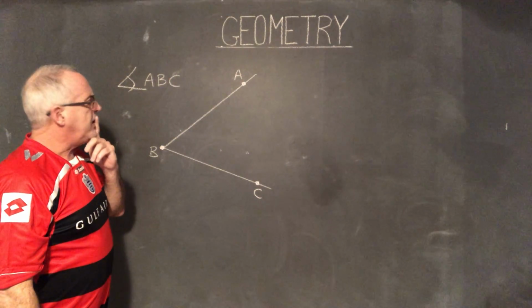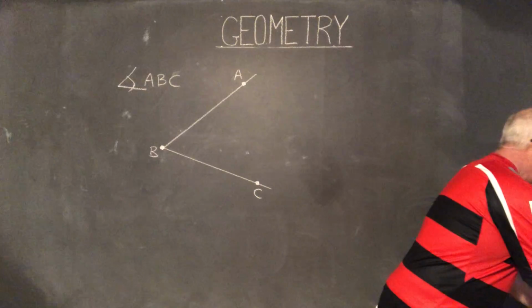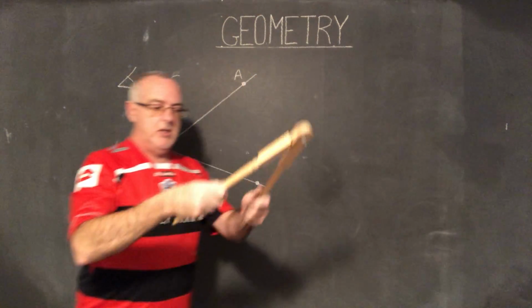Okay, so now we are going to bisect this. And how do we bisect an angle? Surprise, surprise, we use the compass.